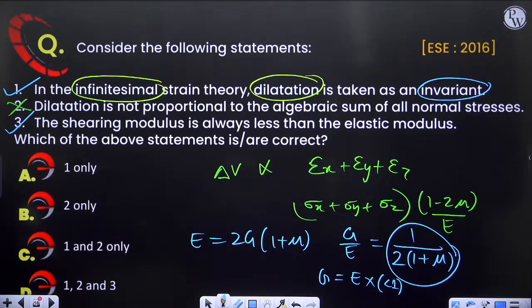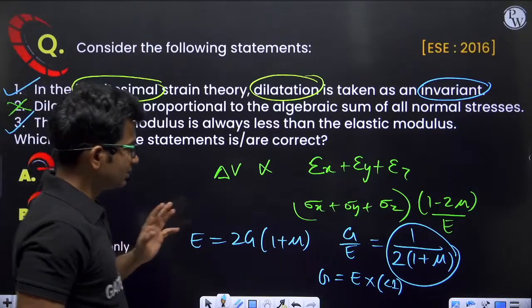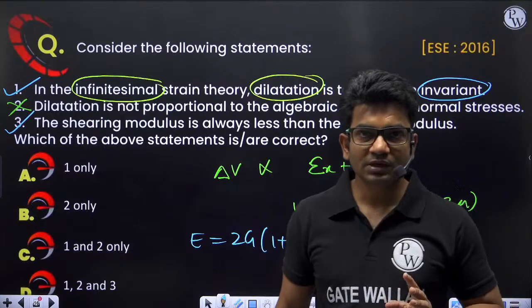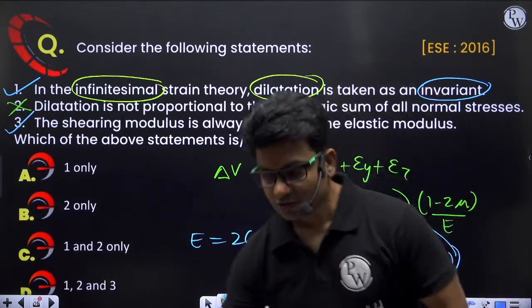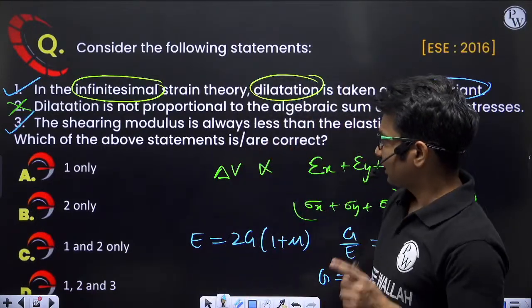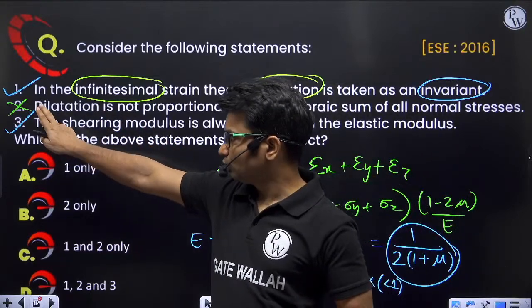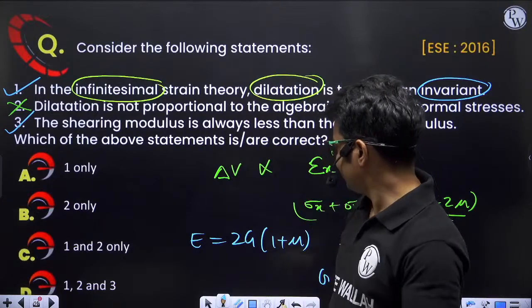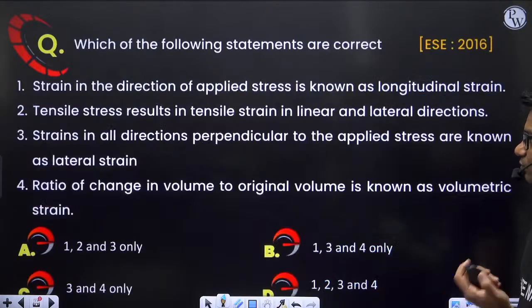So what should we do? Dilation is not proportional to the algebraic sum? It is proportional. So there is some mistake in the question. Actually, 1 is correct, 2 is wrong, and the third is correct. So what can we do? Let's move on to the next question.